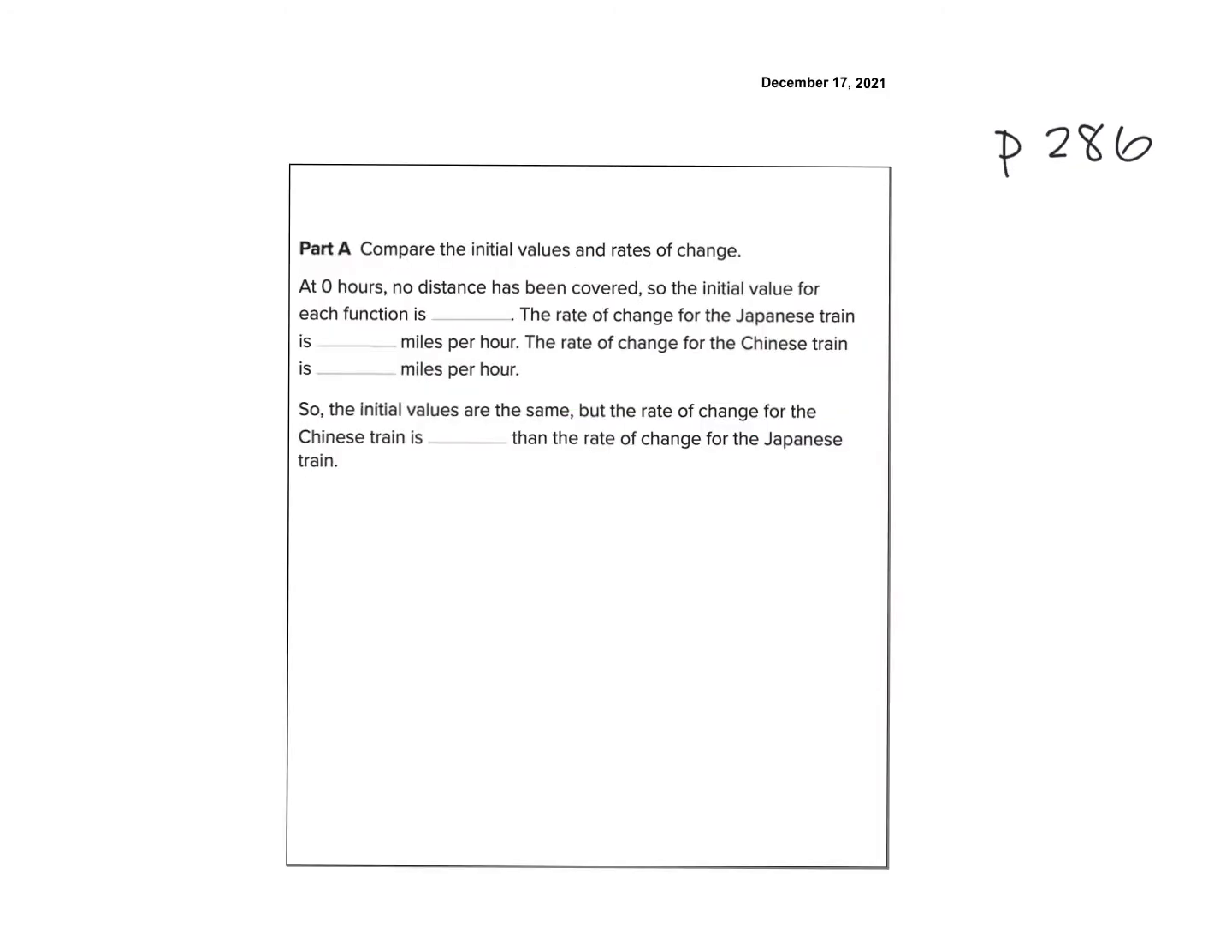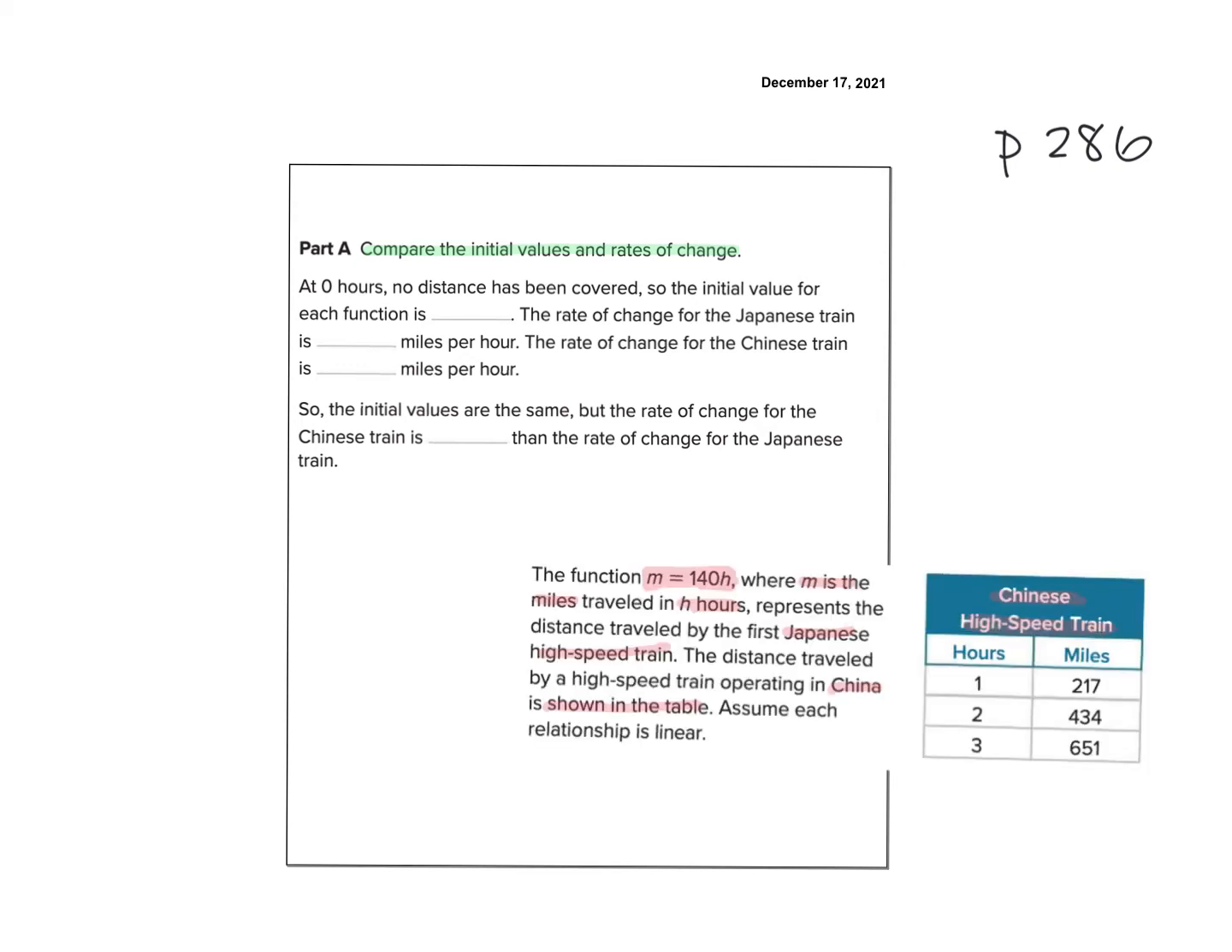All right, so first it says compare the initial values and rates of change. So if we look at the first sentence, it says at 0 hours, no distance has been covered. So the initial value for each function is 0, it looks like. So they haven't gone anywhere. The rate of change for the Japanese train, that would be this equation here, is 140 miles per hour.